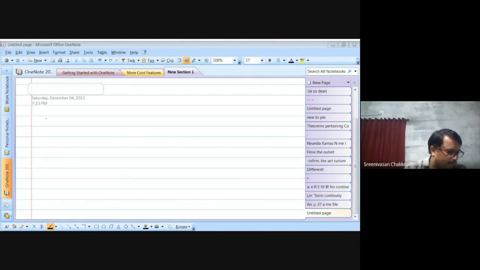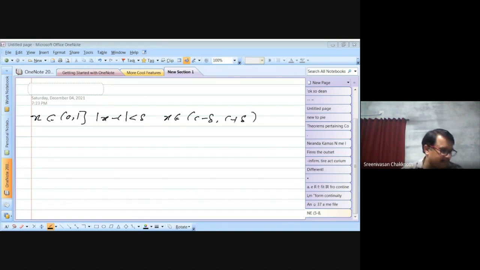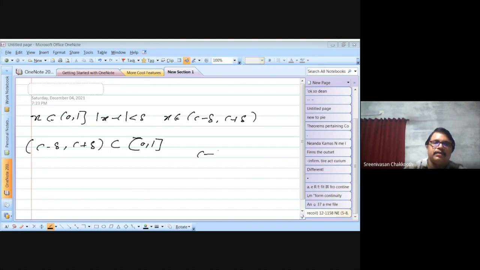So our x is in the semi-closed interval 0, 1. So mod x minus c less than delta means that x belongs to c minus delta, c plus delta. So we expect c minus delta, c plus delta to be contained in the semi-closed interval 0, 1. That is, c minus delta must be greater than 0, or c must be greater than delta.